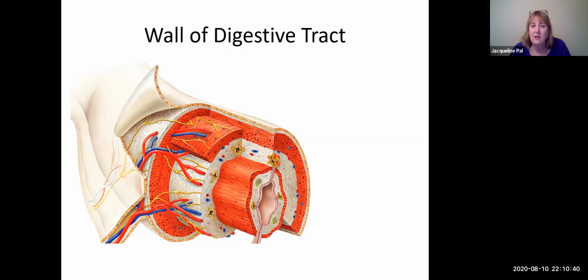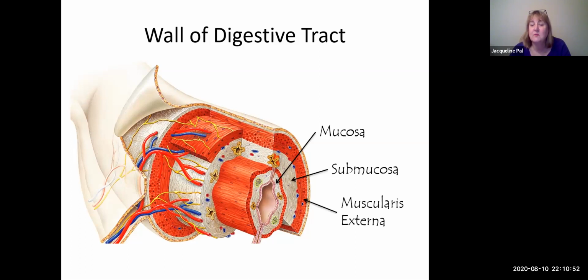And so in the wall, there are 4 different layers. The innermost layer is called the mucosa. Deep to the mucosa is the submucosa. Deep to the submucosa is the muscularis externa. And then the outermost or deepest layer is called the serosa when it's covered in peritoneum.